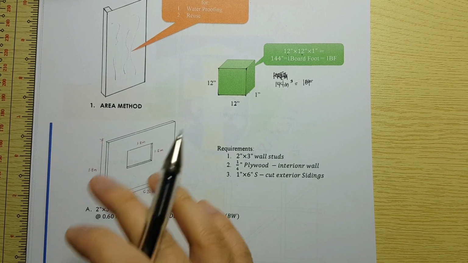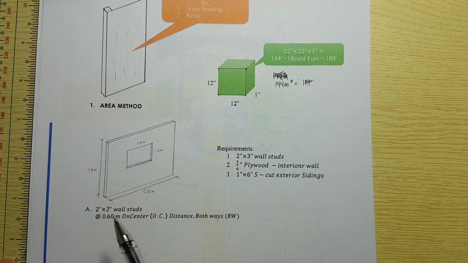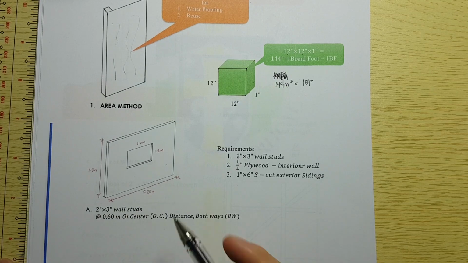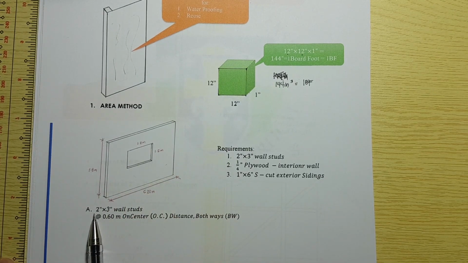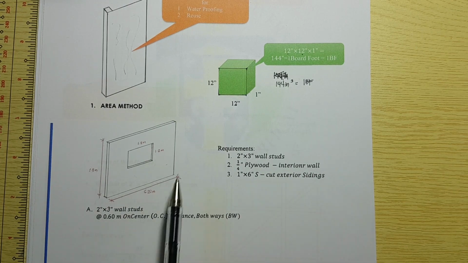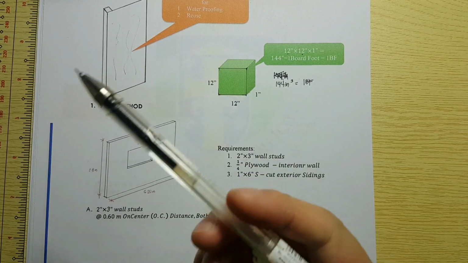Since it is called the area method, the first thing that we need to determine is, of course, the area. So we have here a height of 2.8 meters by 6.2 meters. We are going to use 2 by 3 inch wall studs, measured 0.60 meters on center, both ways. So 60 centimeters this way, 60 centimeters that way.